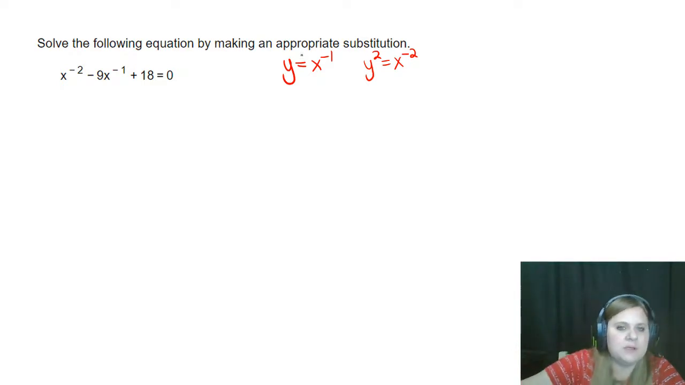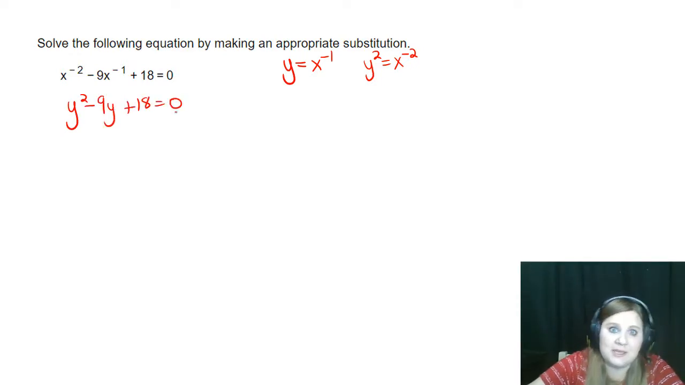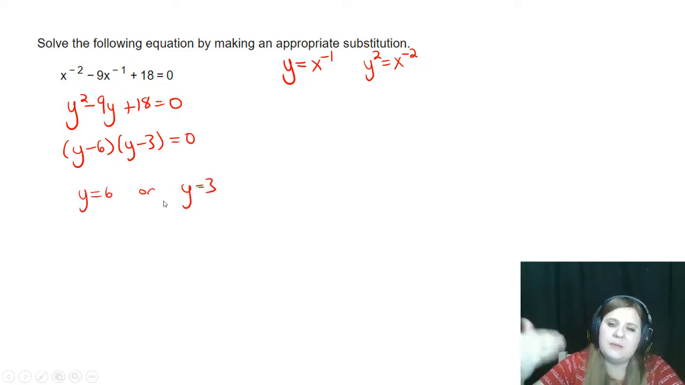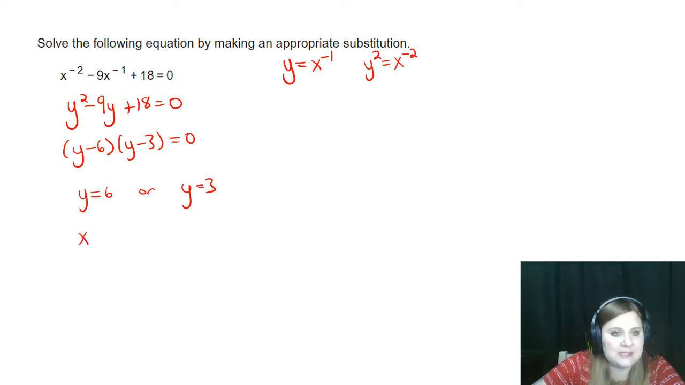Okay, so x to the negative 2 I said was y squared. X to negative 1 I said was y. So this is what this equation looks like now. I can factor to be y minus 6 times y minus 3. So I can say y equals 6 or y equals 3. But keep in mind that what I'm saying there really is x to the negative 1 equals 6 or x to the negative 1 equals 3.